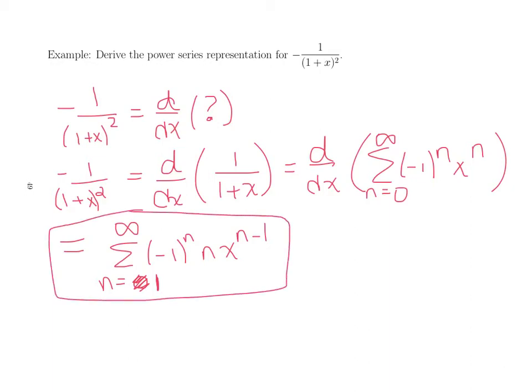So there's the power series representation for negative 1 over 1 plus x squared. That was one where it was easier and faster to do the power series representation by taking the derivative of something we already knew the power series representation for, and then taking that derivative of the power series to get a new power series for this thing that is not exactly 1 over 1 minus x.